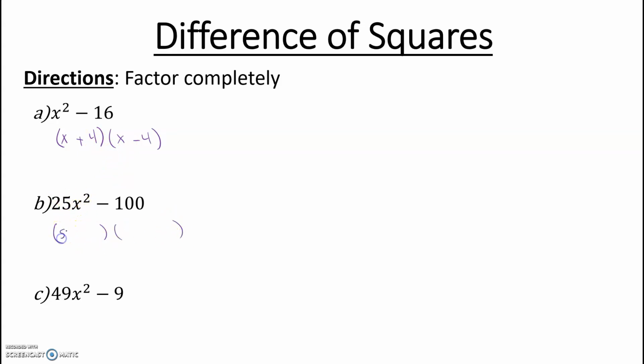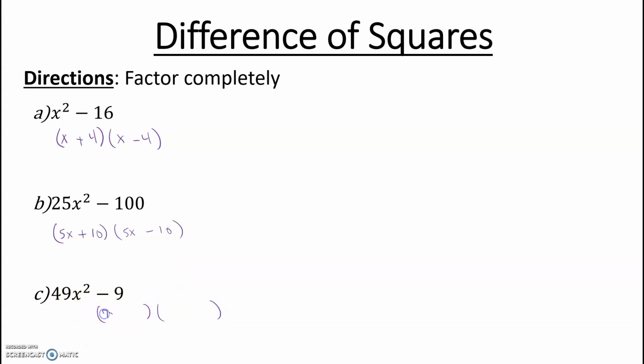Let's do the next one. 25x squared would be 5x times 5x. 100 would be 10 times 10. 1 is plus, 1 is minus. Again, the plus and the minus cancels out those x terms. So you do have a negative 50x and a positive 50x, but they cancel each other out. That's what's so nice about difference of squares. So difference of two perfect squares. Difference, subtraction, perfect squares.